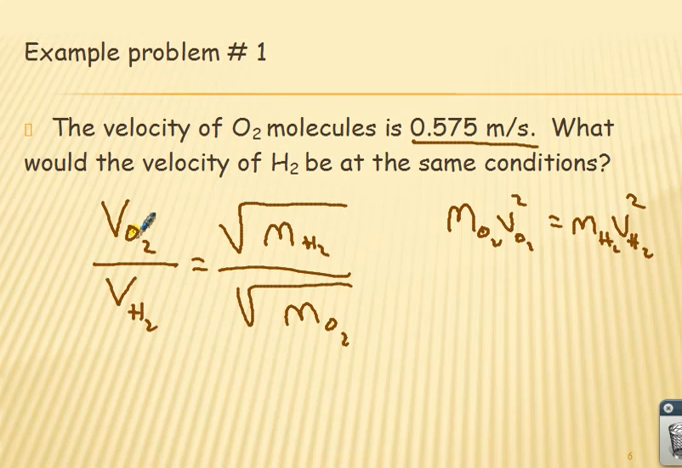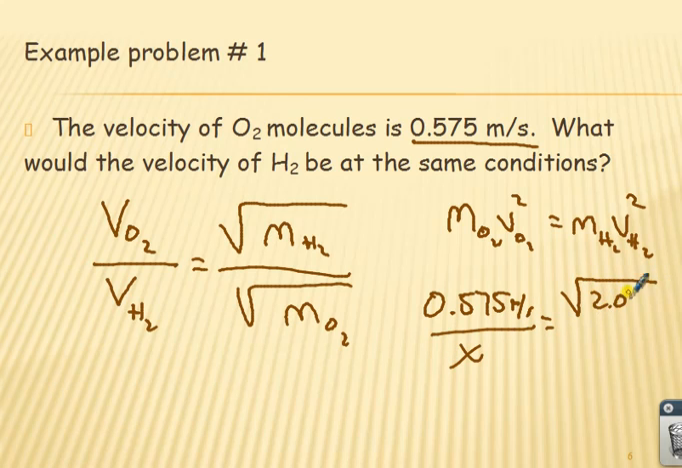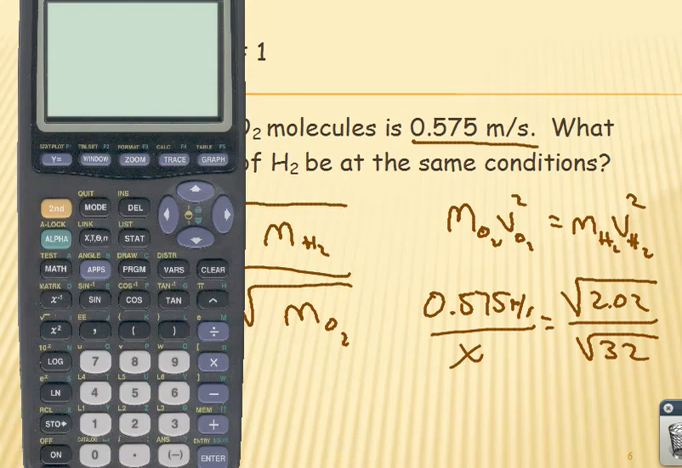So we know the mass of O2 from the periodic table, 32. The velocity is 0.575. The mass of H2 is 2.02. And we're looking for the velocity of H2. So it would be 0.575 meters per second over x, if you prefer, square root mass of H2, square root mass of O2, and solve for x. So you could take the square roots and divide, or you could cross multiply, however you know how to do the algebra. Let's do 2.02.